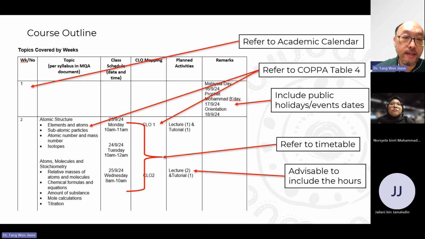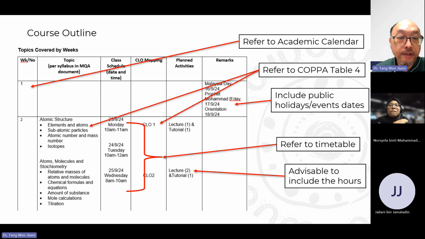Okay, the course outline looks like this. So just quickly go through this. In the course outline, you have the week. Okay, how many weeks? This one you can look from the academic calendar. And then the topics and the CLO mapping. This one is from the COPPA document. And then if the timetable is already available, then the class schedule, we can put it in.